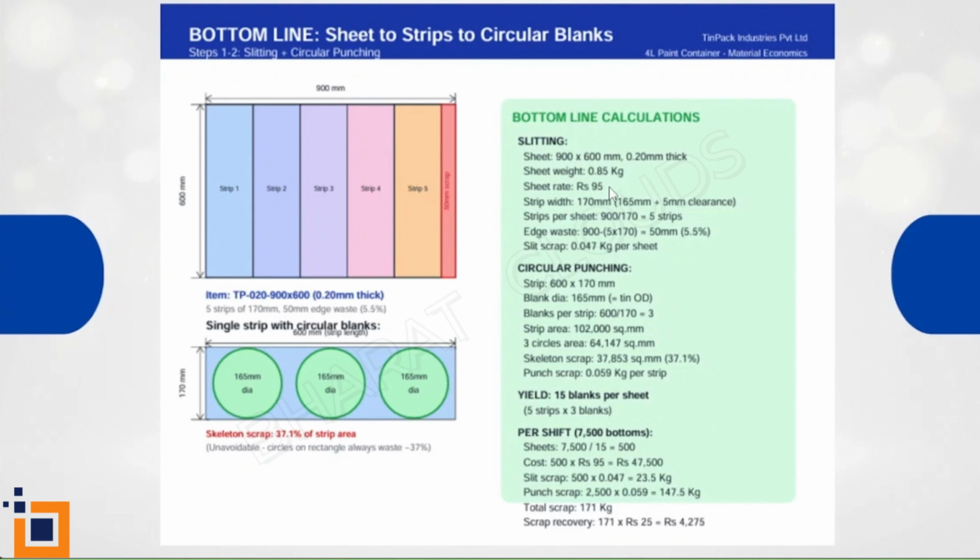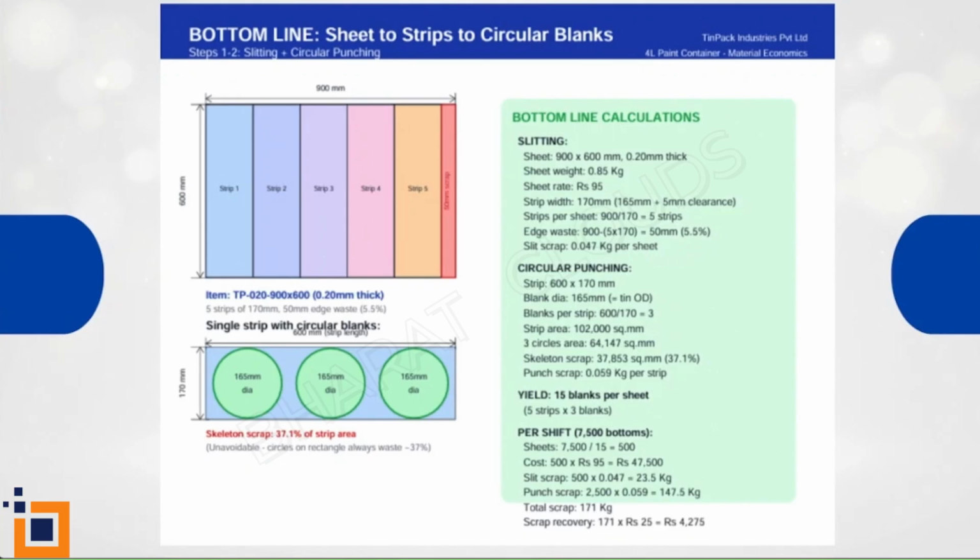Two operations here, slitting and circular punching. First, slitting. The sheet is 900 mm wide. Each strip needs to be 170 mm. That's the 165 mm blank diameter plus 5 mm clearance. 900 divided by 170 gives us 5 strips, using 850 mm. That leaves 50 mm of edge waste, 5.5% scrap at slitting.